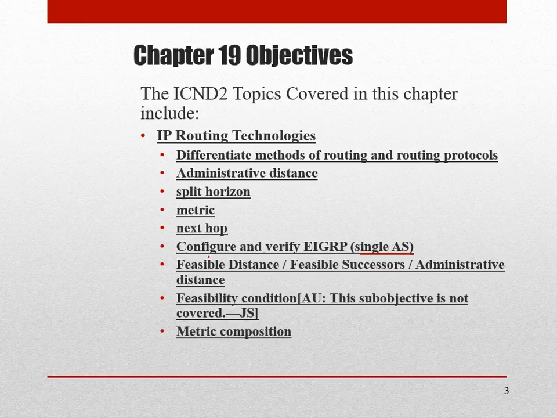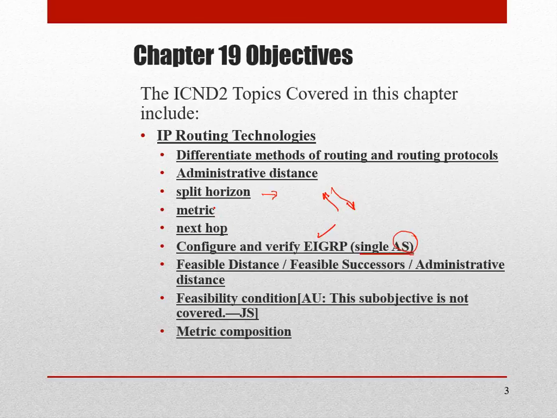Having taken CCNAs before, I seem to almost always have an EIGRP troubleshooting question. And one of the issues is going to be that they're in different autonomous systems, so they won't work. These terms here, split horizon, we've kind of talked about that. Split horizon says that if an update came in on an interface, you won't send it out that interface. We'll talk about where that can be a problem.